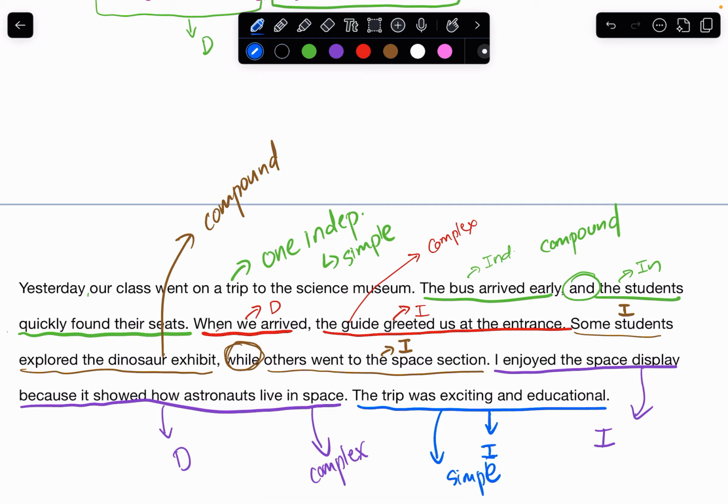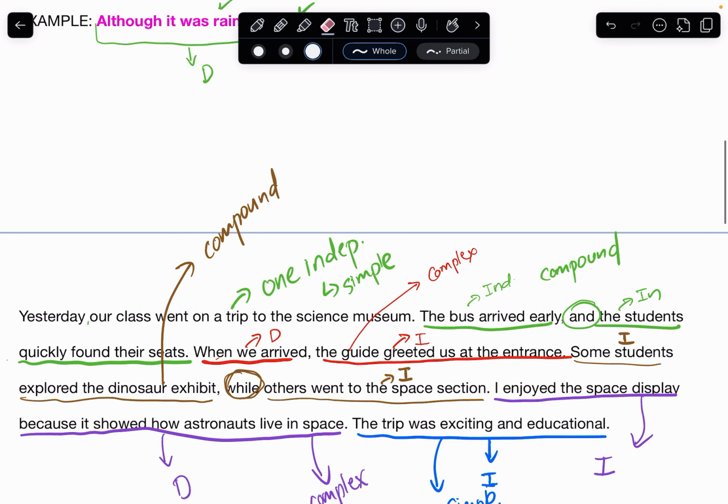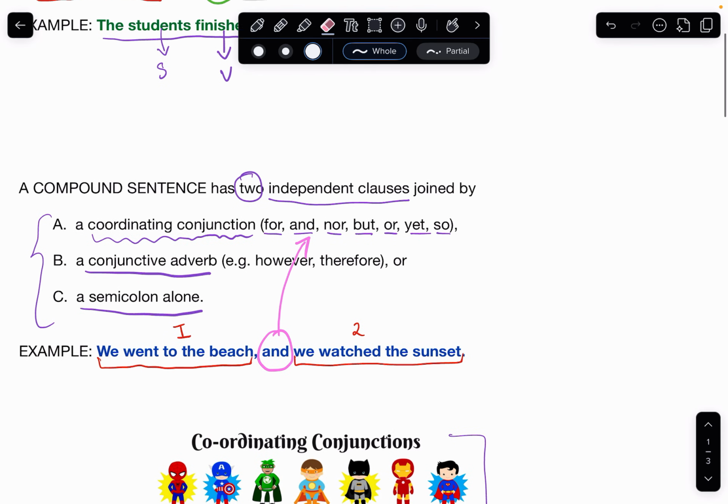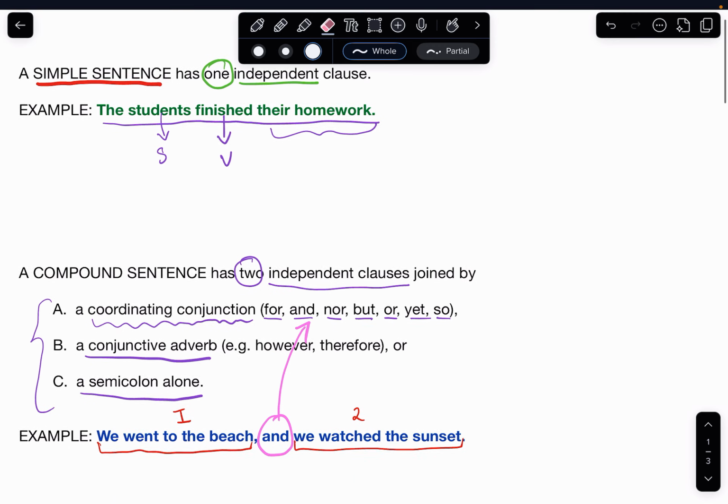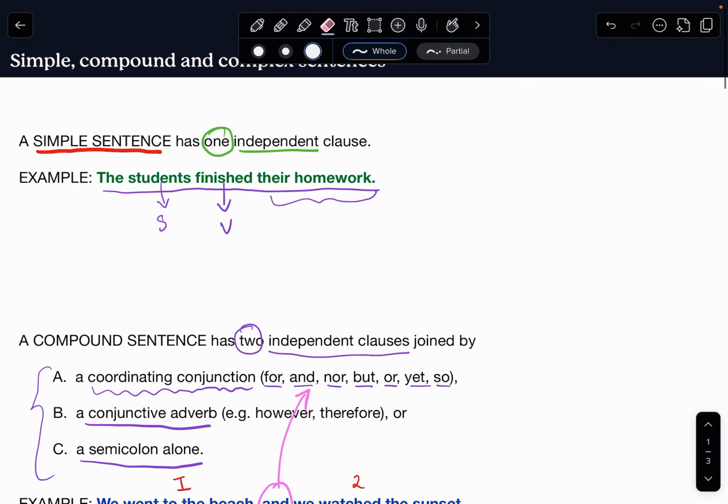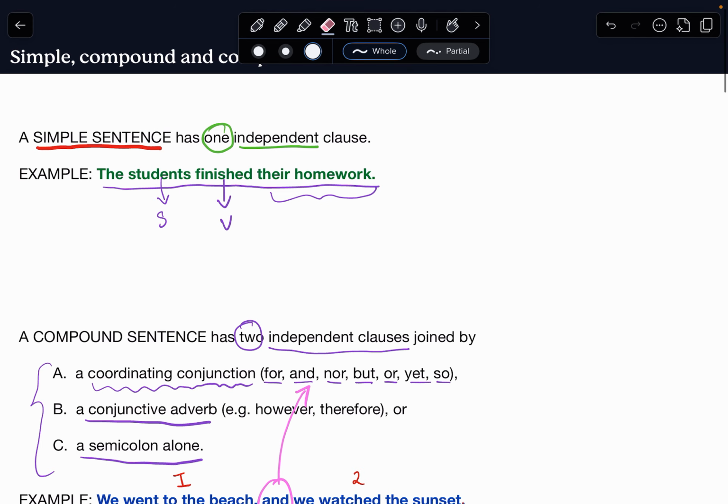So if you still don't understand, or if you want extra help and support, please message me. But otherwise, I hope this helped you to understand the difference between simple, compound, and complex sentences. But first, as I said, you need to actually know the difference between what independent and dependent clauses mean. So watch that video and then come back to this video later on.